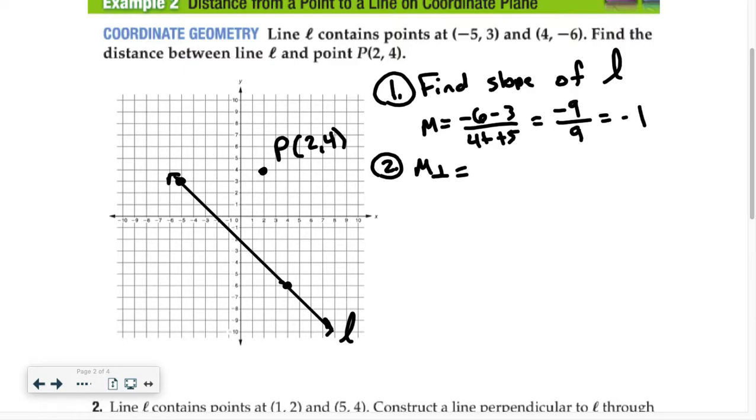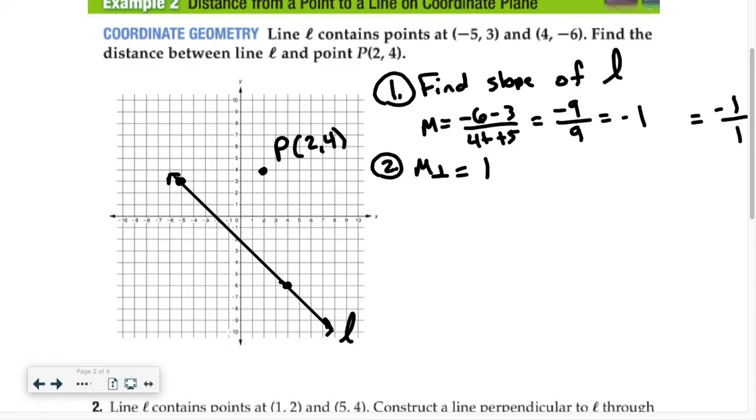We've talked about that in lesson 3.3, the opposite reciprocal. So if you thought of -1 as a fraction, you're likely thinking of it as -1 over 1. So flip the fraction, change the sign. That's just going to be a +1. So a slope of +1 is perpendicular to L.